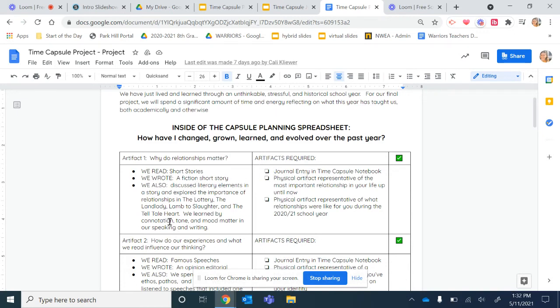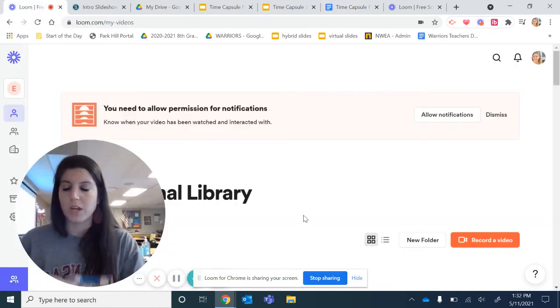So Unit 1, Artifact 1, is why do relationships matter? This is when we read short stories. We also discussed literary elements in a story and explored the importance of relationships in The Lottery, The Landlady, blah, blah, blah. Okay? You're going to do your journal entry, which I'll show you in a minute. And then you have a physical artifact representing the most important relationship in your life up until now, and then an object representing what relationships were like for you during the 2020-21 school year.